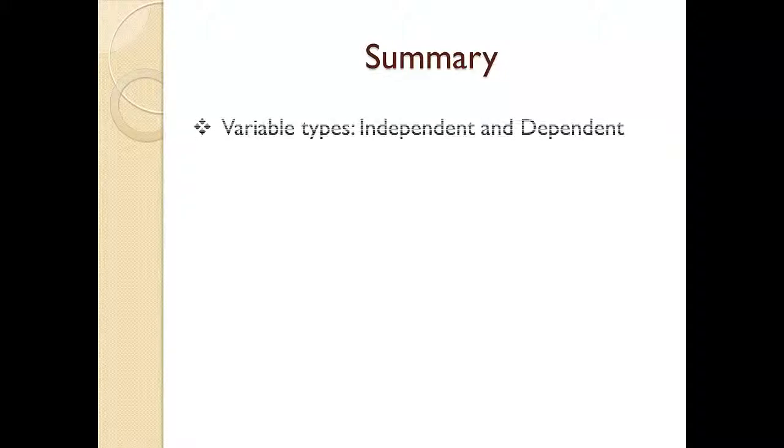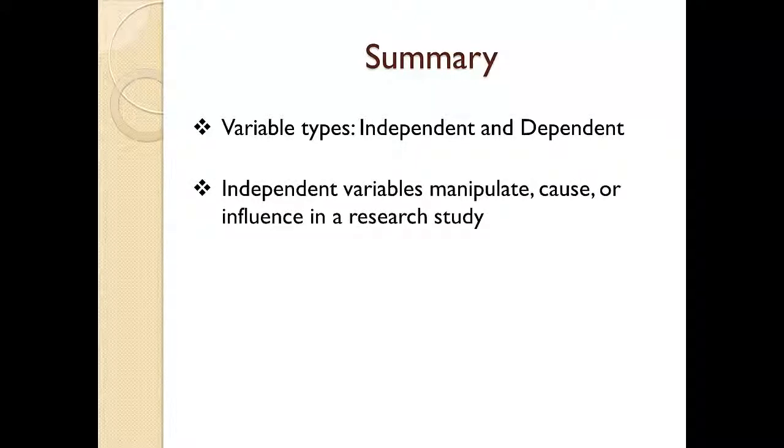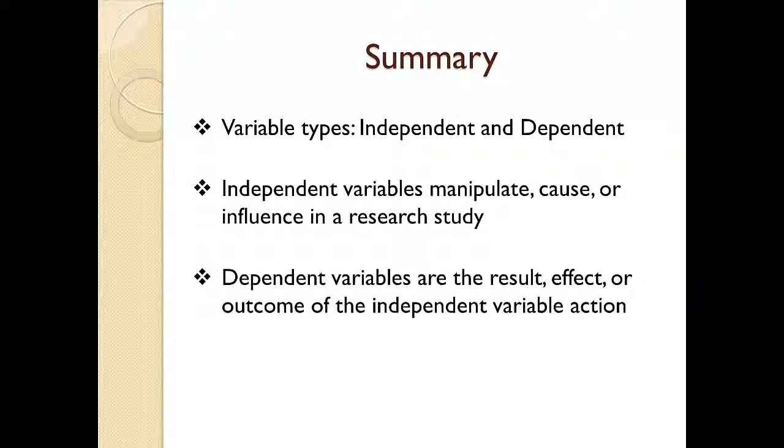Let's conclude by summarizing what we have covered. There are two types of variables, independent and dependent. Independent variables manipulate, cause, or influence a reaction in a research study. Dependent variables are the result, effect, or outcome of the action taken by the independent variable. Finally, the best way to understand variables is to keep practicing it in your everyday life.